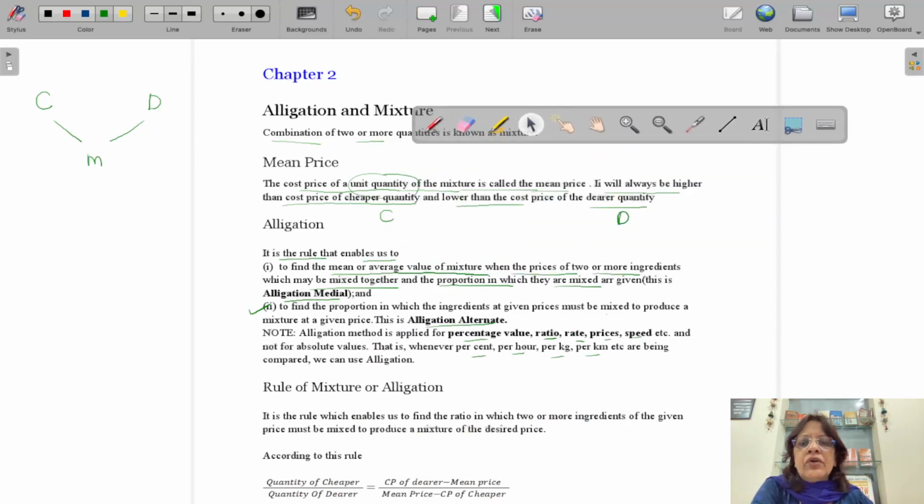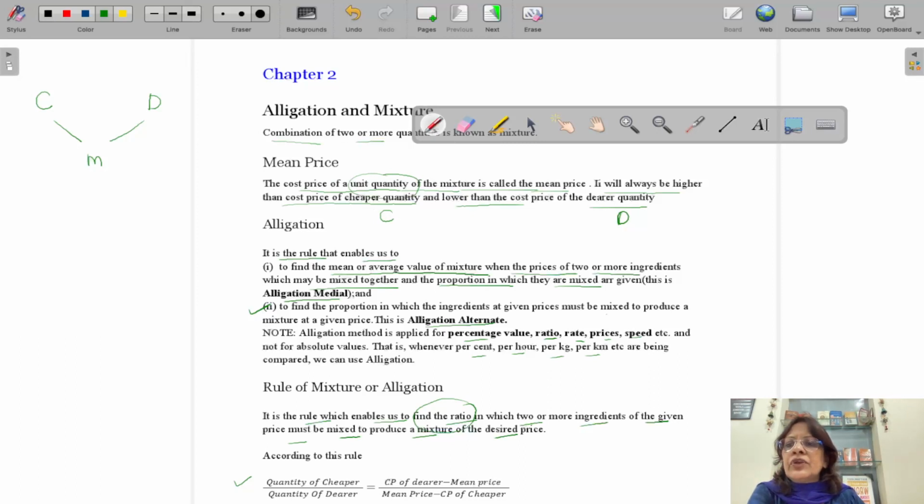This is the main formula for this chapter, and mostly the questions are based on this rule of alligation or mixture. It is a rule which enables us to find the ratio in which two or more ingredients of given prices must be mixed to produce a mixture of the desired price. Got it? The rule helps us in finding the ratio. Quantity of cheaper upon quantity of dearer is equal to cost price of dearer minus mean price upon mean price minus cost price of cheaper.